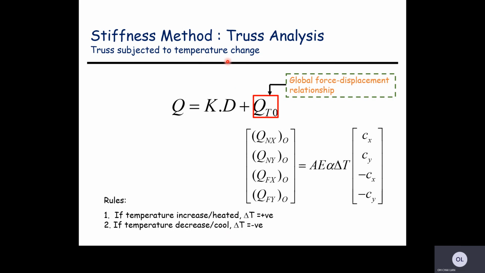And truss subjected to temperature change, so the global force displacement relations. We are going to add, similar to fabrication error, the Q naught, but now with this equation: AE alpha delta T, and this Cx Cy, which we also obtain from the member that is subjected to this temperature change. The delta T is subjected to these rules. If the temperature increases or the member has been heated, it has a positive value of delta T. Oppositely, it will have a negative value.